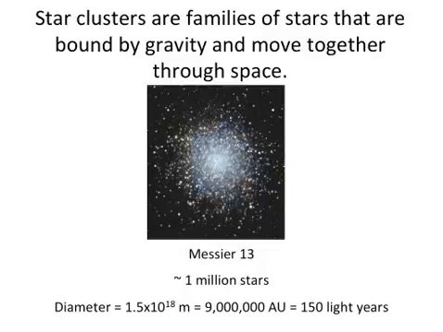Here's a picture of one star cluster. It has a name, Messier 13. We'll talk later in the semester where this name comes from. And these stars are all bound together, moving through space in a region about 150 light years across.